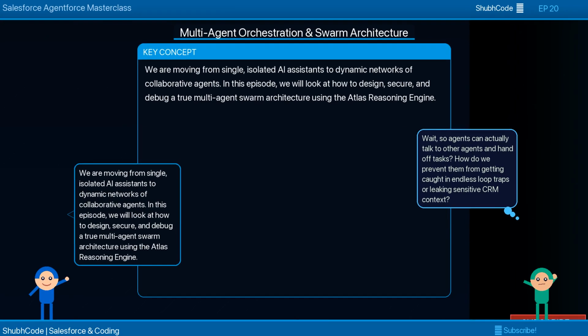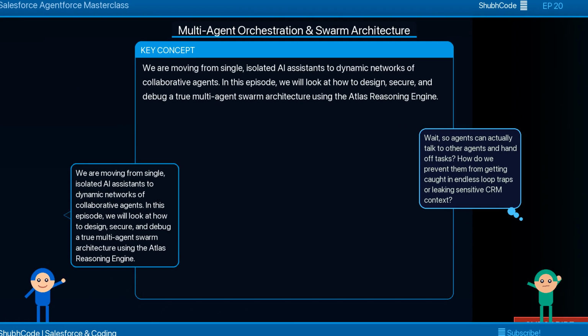Let me explain this simply. We are moving from single, isolated AI assistants to dynamic networks of collaborative agents. In this episode, we will look at how to design, secure, and debug a true multi-agent swarm architecture using the Atlas reasoning engine. Wait, so agents can actually talk to other agents and hand off tasks? How do we prevent them from getting caught in endless loop traps or leaking sensitive CRM context?